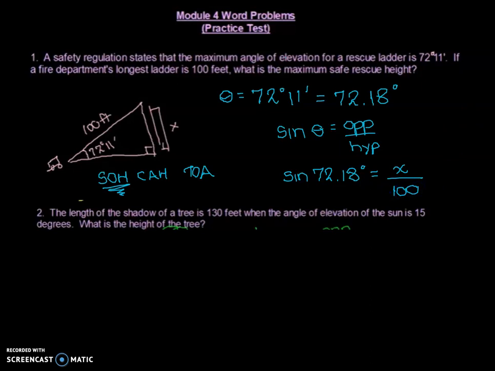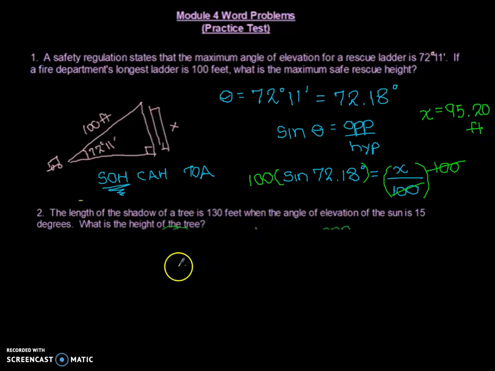So the goal is just to get x by itself so we can solve for the height. It's being divided by 100, so we're going to multiply both sides by 100. Whatever I do to one side, I do to the other. Make sure that your calculator is in degrees. And then from there, calculate and you should get 95.20. And since we're working with feet, the height would be in feet as well.